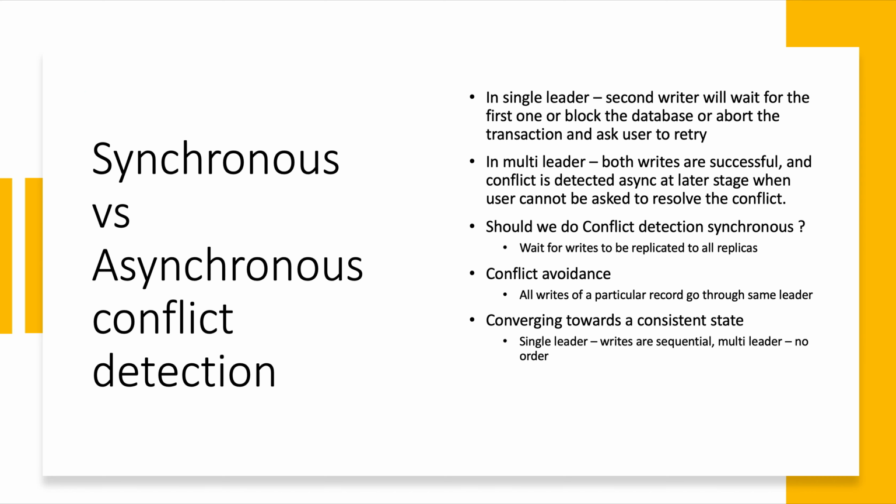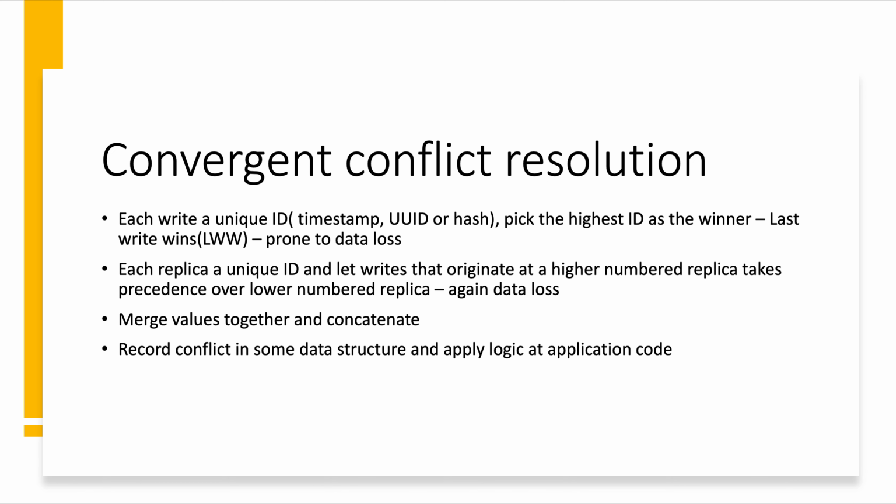Thus the database must resolve the conflicts in a convergent way, which means that all replicas must arrive at the same final value when all the changes have been replicated. There are various ways of achieving convergent conflict resolution. Let us see the first way. Each write can be assigned a unique ID using a timestamp, UUID, or hash, and then we pick the latest ID as the winner. And in case of timestamps, that is, when we are using the timestamp as the unique ID, then the last write wins.